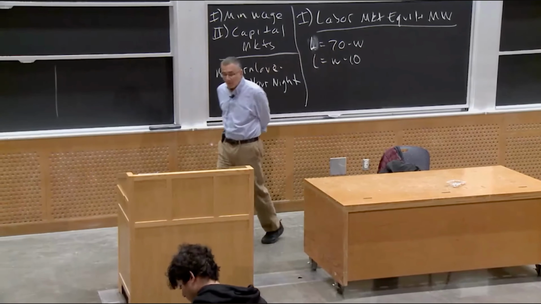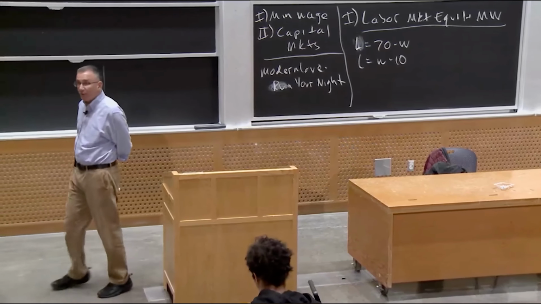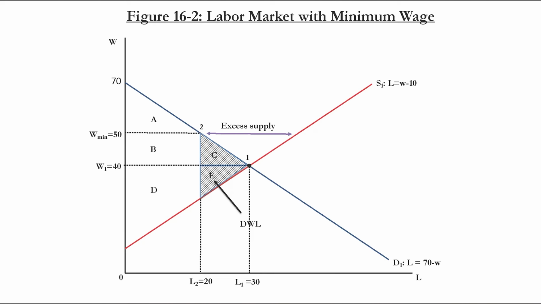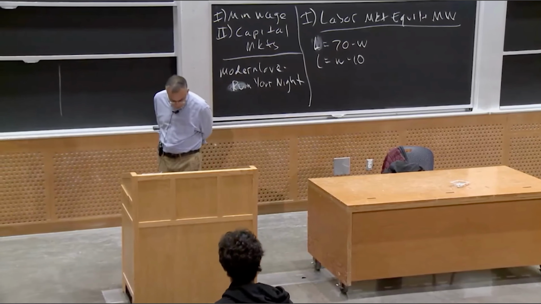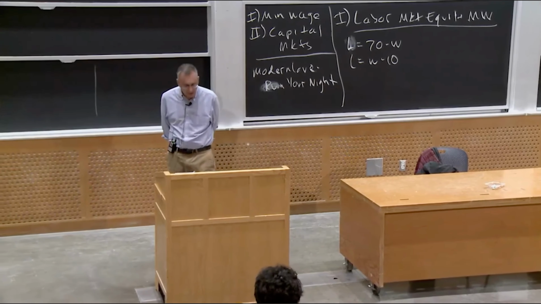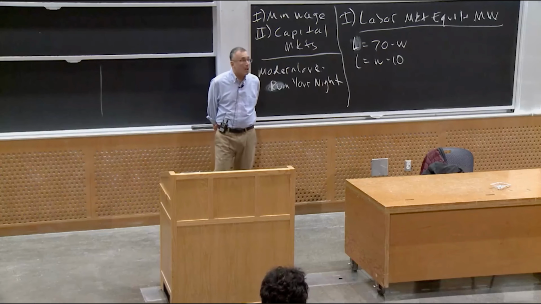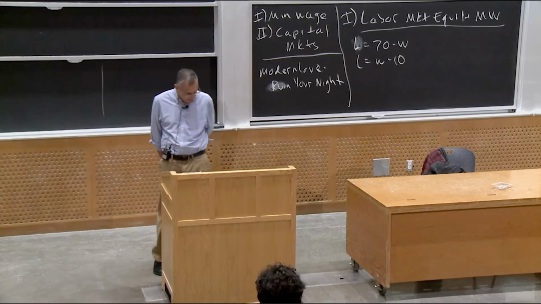Okay? So what we've done with this policy is we've transferred the area B from the demanders, who are firms, to the suppliers, who are workers. But in doing so, we've created a deadweight loss C plus E. Why? Because those are trades that would be efficient to make that are not being made. There are workers that would happily work at a wage below 50, and firms would be happy to hire them at a wage below 50. But we're not letting that transaction happen. That's wasted economic efficiency, or deadweight loss.